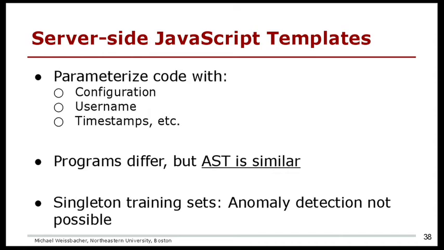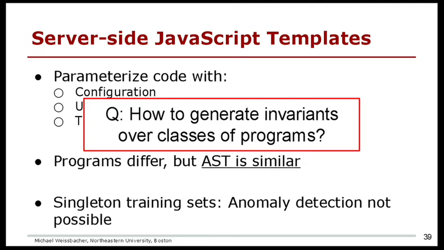And so the underlying problem was that we were not able to use anomaly detection here, because we only have a singleton training set. So we go to the site, we train, we go to the site again, we train from zero. So there was no reuse of invariants possible. So the question was how to generate these invariants over classes of programs. So programs which are all generated by one template on the server.